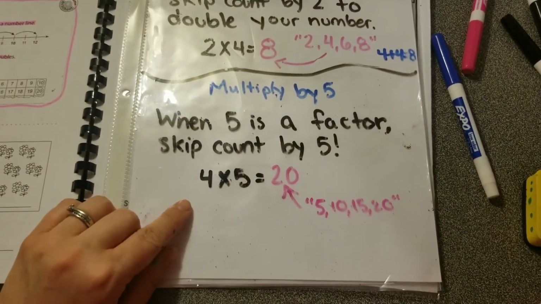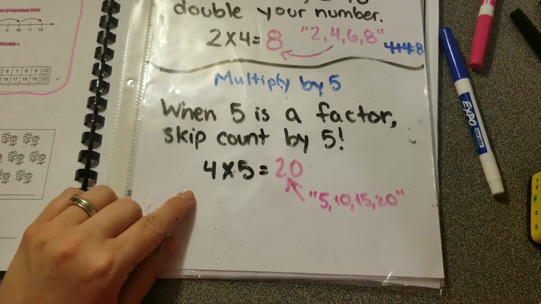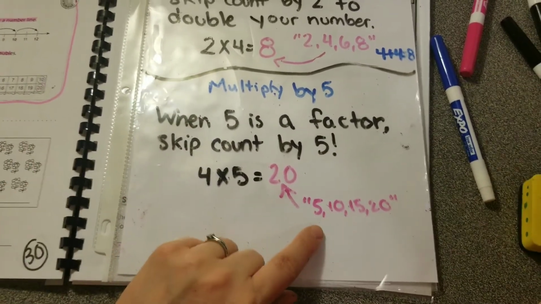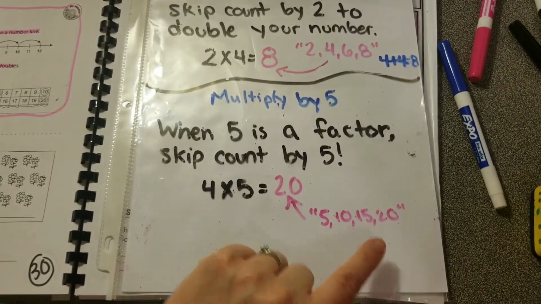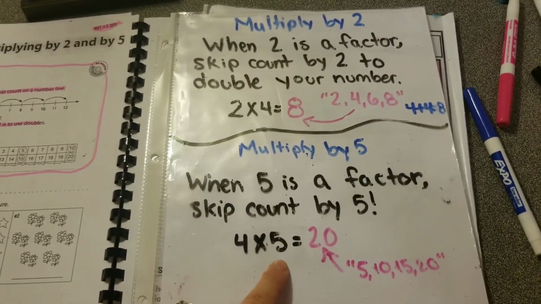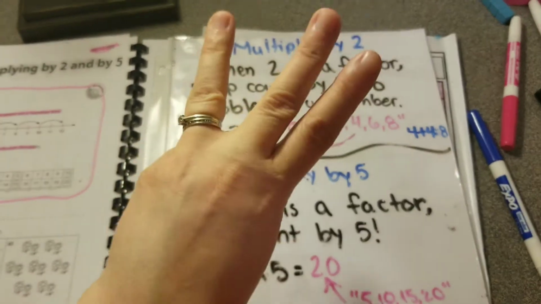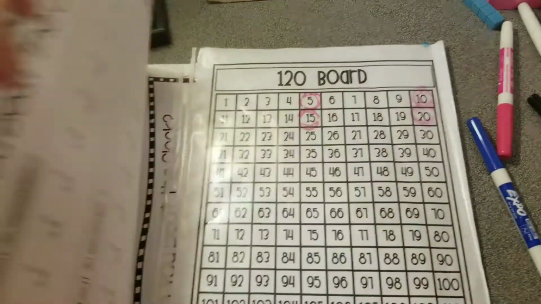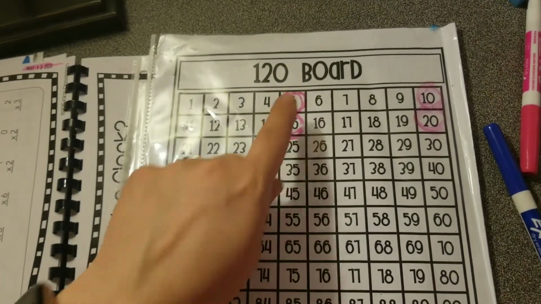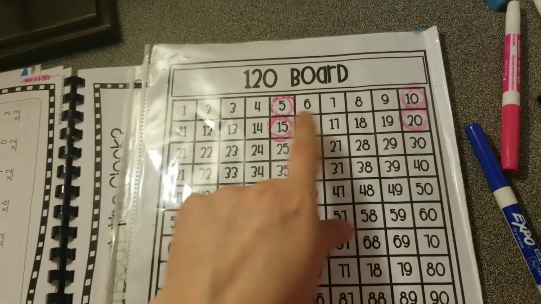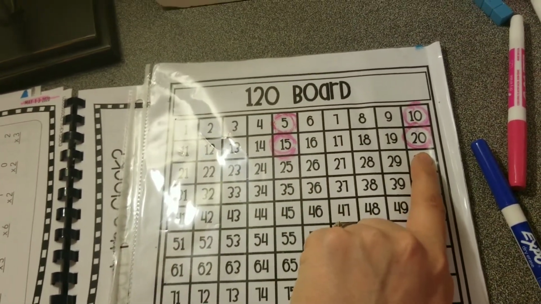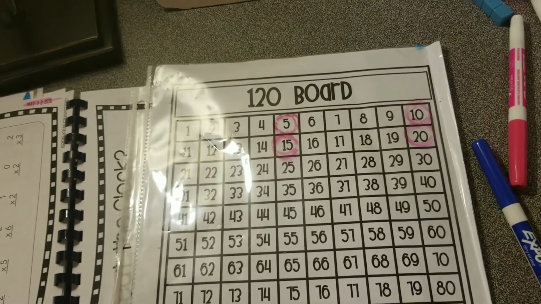Now, when you are multiplying by 5s, you are skip counting by 5s. So in this case, it's 5, 10, 15, 20. You multiplied by 5, and you skip count by 5 4 times. 5, 10, 15, 20. I've shown this one on the 120 board. 5, 10, 15, 20. I've skip counted by 5s 4 times.